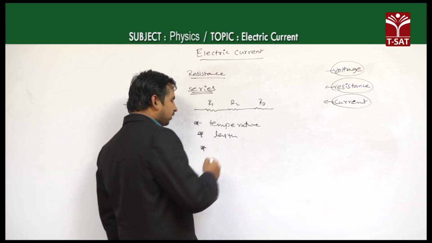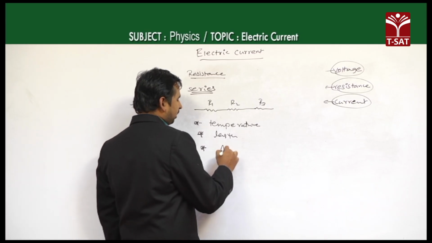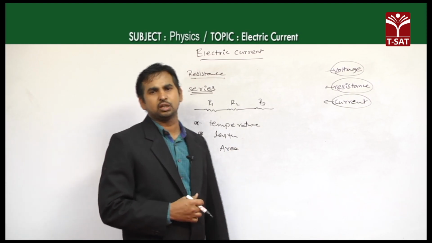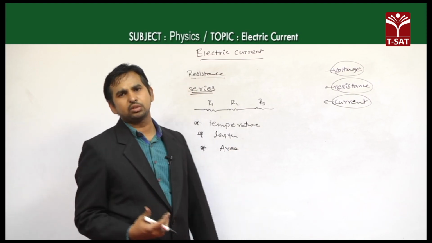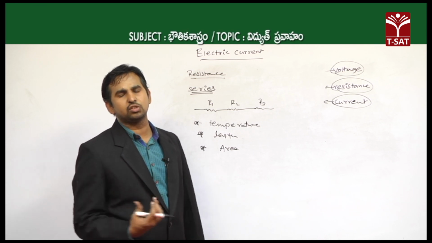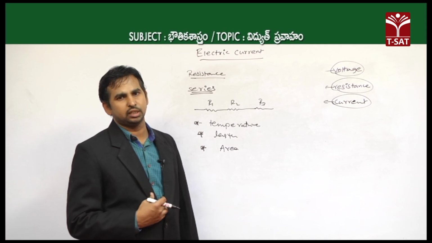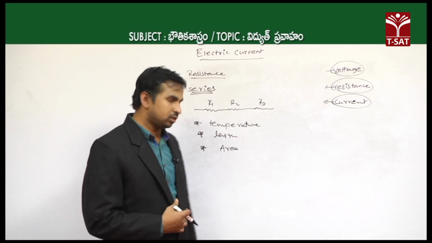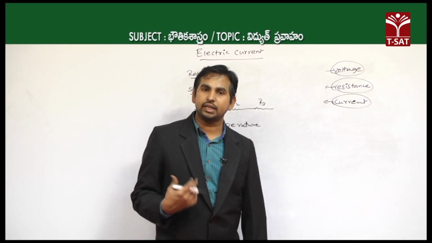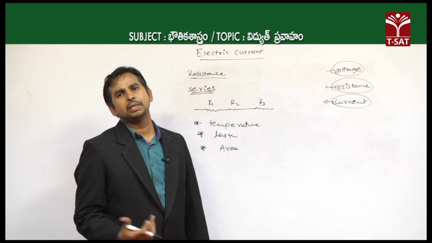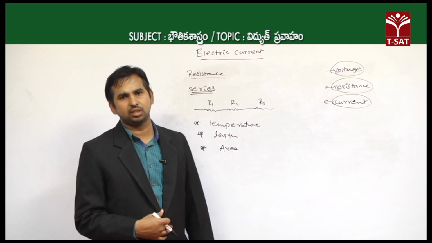If you take more area of cross section, the thickness of the wire is more, which means the resistance value becomes less. At the same time, if the thickness is more, there is a chance of more electrons passing through it. So as the thickness increases, the conductivity of the current also increases, which means in the opposite way the resistance of the wire decreases.